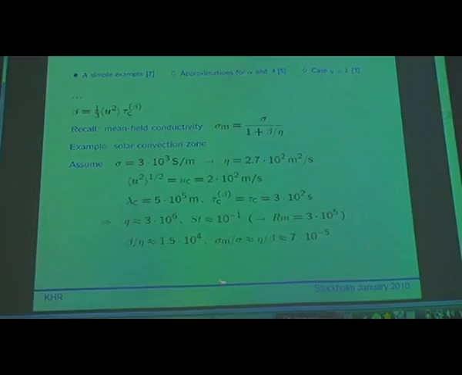That means the mean field conductivity is much smaller than the original conductivity. This is an estimate which is of interest in view of, for example, the lifetime of sunspots. If you calculate the lifetime of sunspots with this value of sigma, then you get very, very large times, and you come to reasonable times, months or so, if you take sigma m instead of sigma.